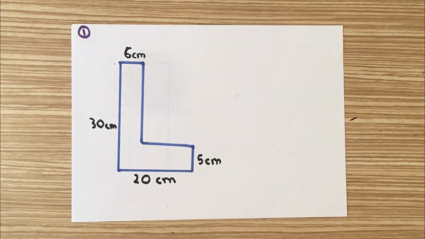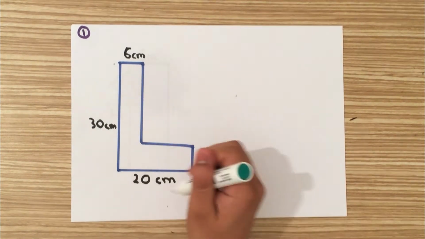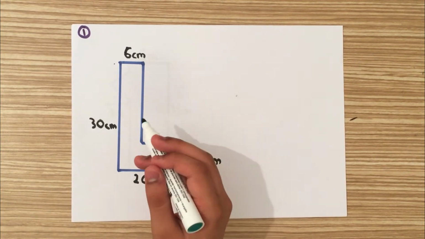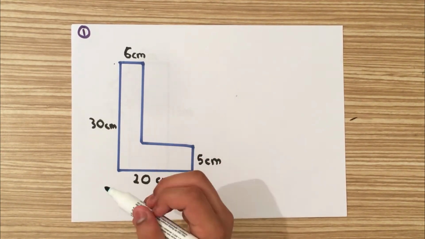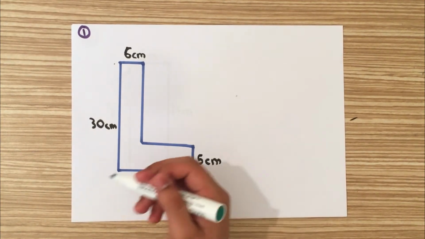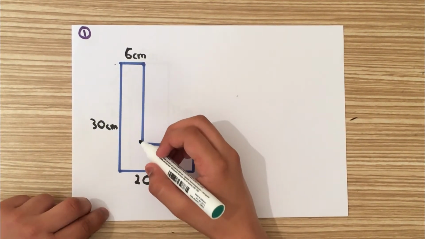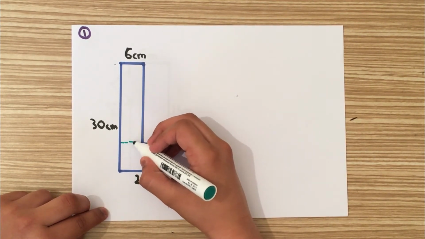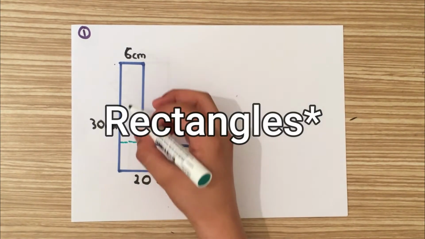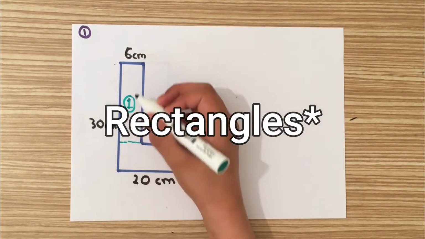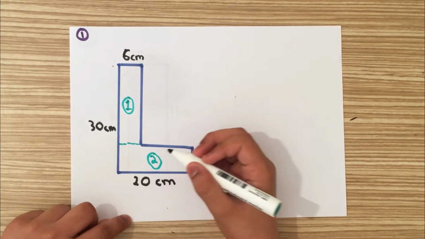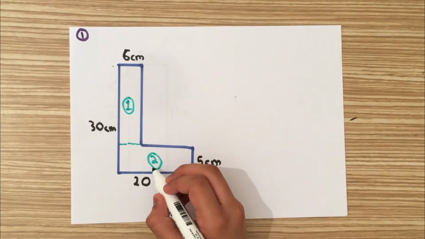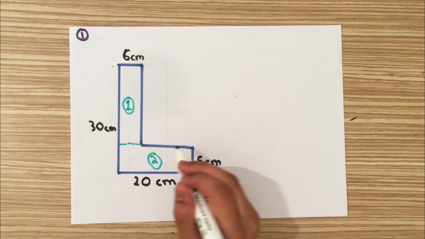So here we have our first question. We have to find the area of this compound shape. Before you find the area, you have to first split the shape up into multiple simple shapes such as a rectangle, triangle or a circle. Here we can either split it this way or this way. I'm just going to split it this way. Now we have two shapes. Let's call this 1 and this 2. What we do is we find the area of 1, then we find the area of 2, and then we add the areas up to find the total area.